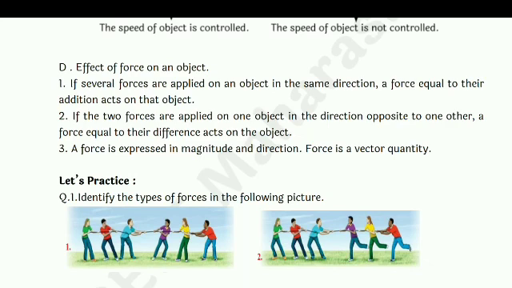First, if several forces are applied on an object in the same direction, a force equal to their sum acts on the object. Second, if two forces are applied on one object in directions opposite to each other, a force equal to their difference acts on the object. Third, a force is expressed in magnitude and direction. Force is a vector quantity. This is the end of the explanation of chapter 8. Let's practice.